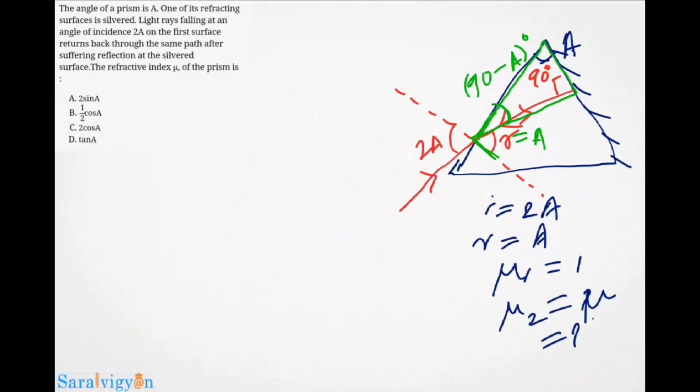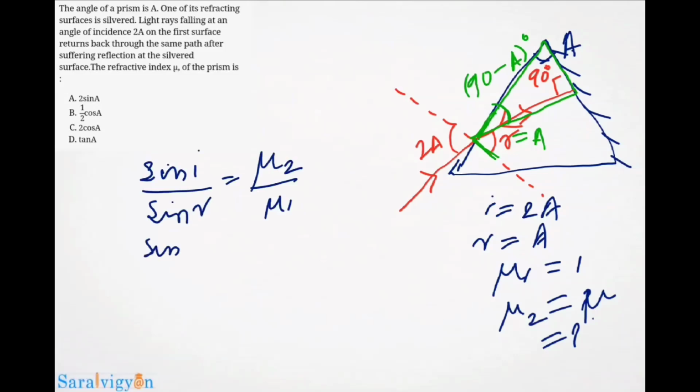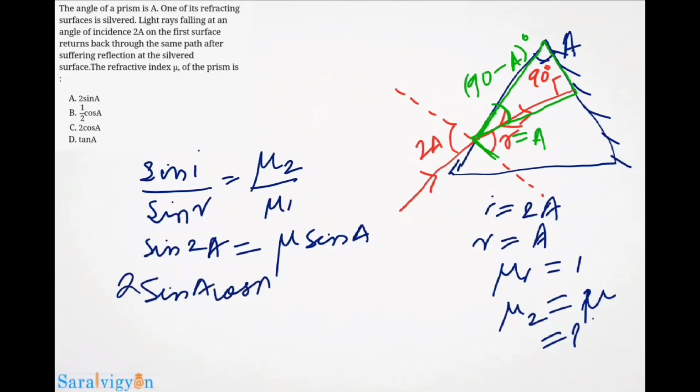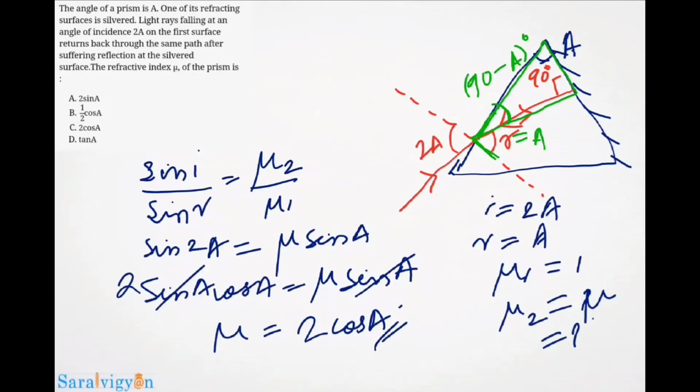So with the values we have, we can write sin 2A equal to mu sin A, and we know sin 2A is 2 sin A cos A, so we have 2 sin A cos A equal to mu sin A. We can cancel sin A on both sides. We get mu is equal to 2 cos A, which is our option C.